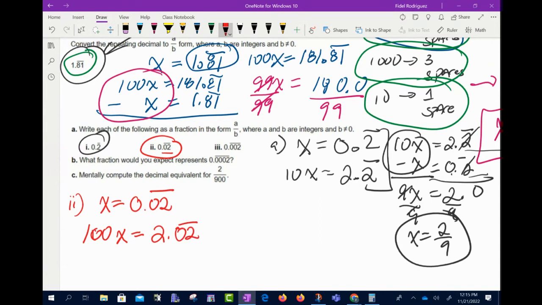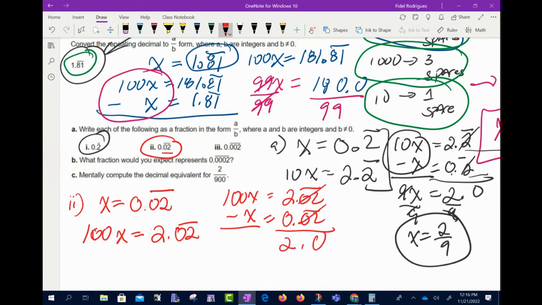Again, I'm going to do exactly the same thing we did before. I'm going to subtract. I'm going to write 100x minus x, okay? 100x was 2.02 with the bars over the 0 and the 2. X itself was 0.02 with the bars over the 2, okay? When we subtract, again, those decimals are going to cancel each other out. 2 minus 0 is just 2, okay? And 100x minus another x is going to leave me with a 99x, okay?